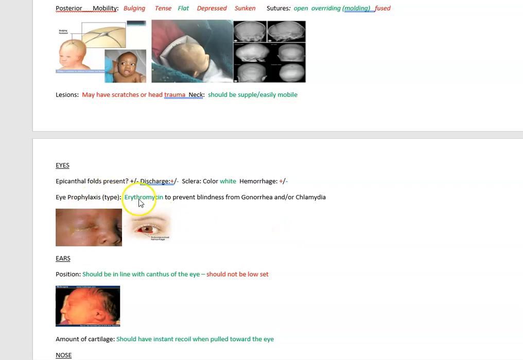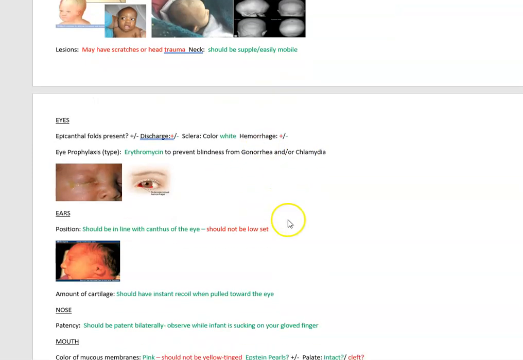We do give eye prophylaxis to every single baby that comes out, erythromycin. We have a few others that we give, but this is the most predominant one to prevent blindness from gonorrhea or chlamydia, and we give it to everyone.